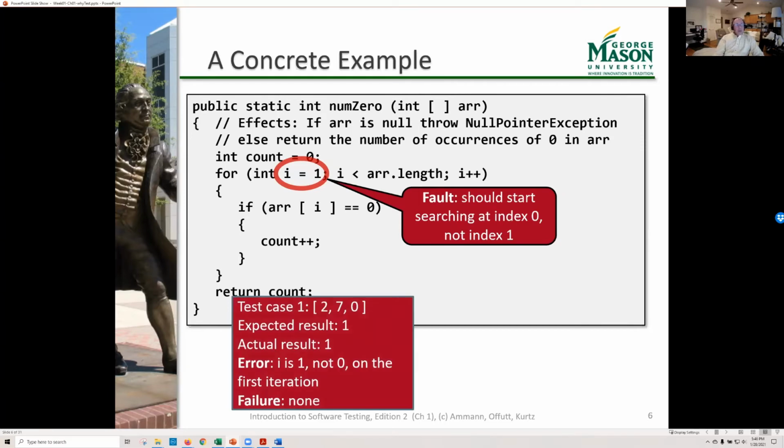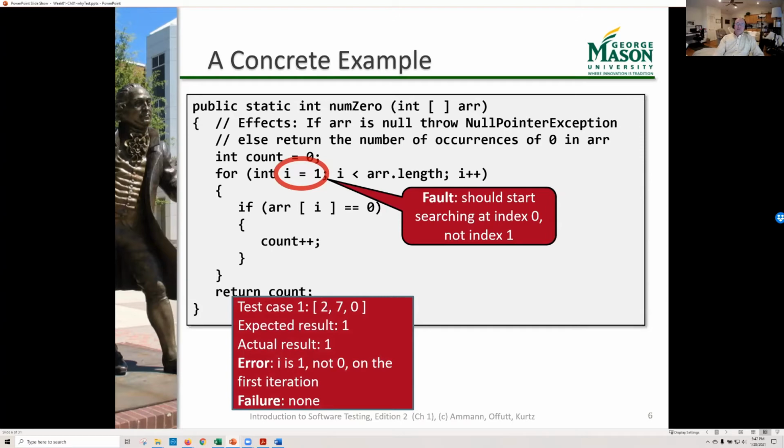Now, can we execute that fault? Can we reach that fault? Well, what if we put in this array, 2, 7, 0? Our expected result is 1, that it found 1 zero in there. And if we run this, the actual result that's returned is 1. So we don't have a failure.